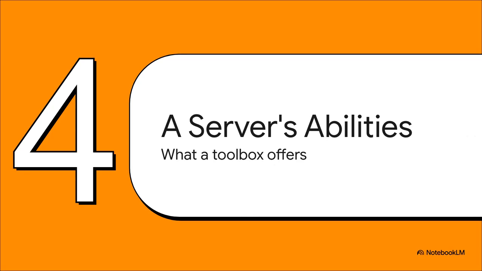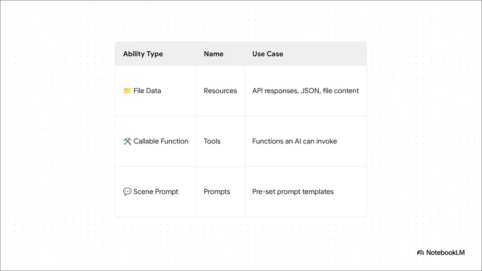Okay, so we keep saying the server is a toolbox, but what's actually inside it? What kind of special abilities can a toolbox really offer up to an AI? Well, MCP defines three core types of things a server can provide. What's really cool is how simple and powerful these are. First, a server can offer up something called resources. Just think of this as raw data. It's like giving the AI a key to a library full of files, documents, or API responses.